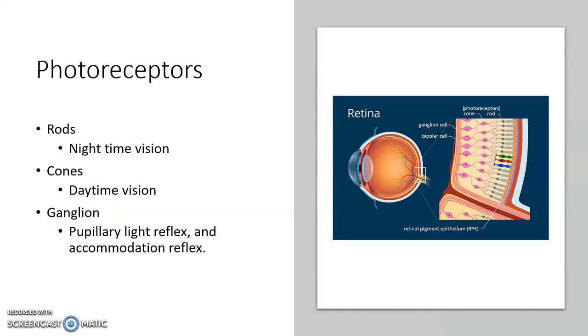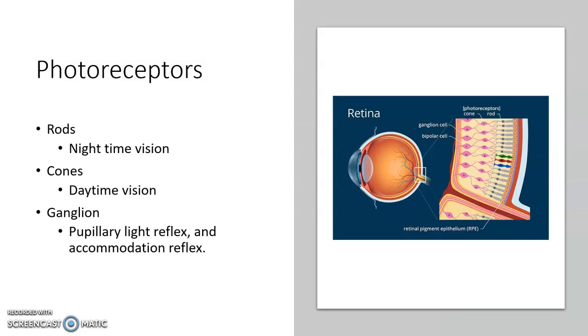Okay, next receptor type I'll talk about are photoreceptors. There are three different types. There are rods, cones, and ganglion. The rods are more sensitive in low light conditions, so night vision. Cones are daytime vision, or what allows us to see colors.